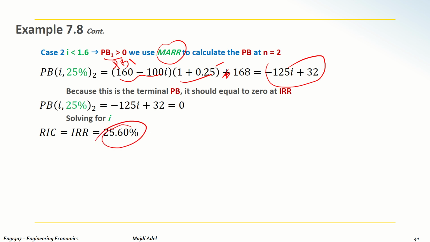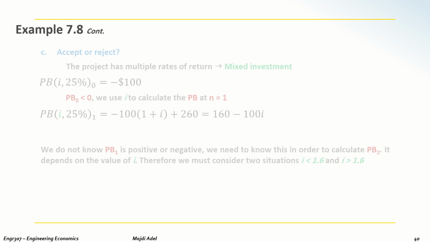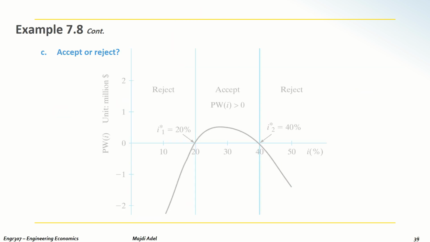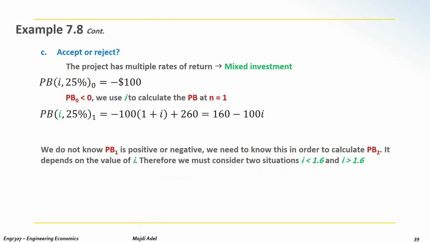This is the true rate of return for the project, 25.6%. Now we compare it with the minimum attractive rate of return, and if you remember, the minimum attractive rate of return is 25%, then this project is accepted, and it should be accepted. Why? If you remember, when we calculated the present worth, it was greater than 0. Since the present worth is greater than 0, this project should be accepted, even at the internal rate of return criteria.